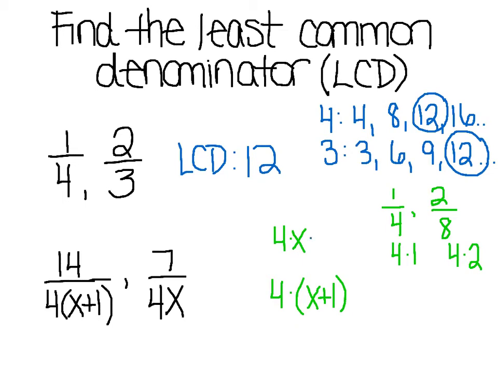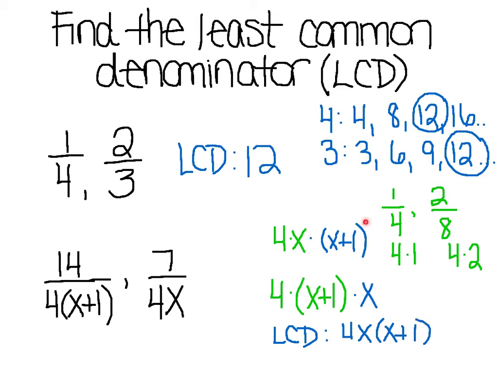So if I multiply this by x plus 1, both of them now have 4 and x plus 1. But this one still has an x, so I need to multiply this one by x. Therefore, my least common denominator is going to be 4x times x plus 1. And these missing factors are what I'm going to multiply each fraction by in order to get this least common denominator. I think this will be easier to see as we do more examples.